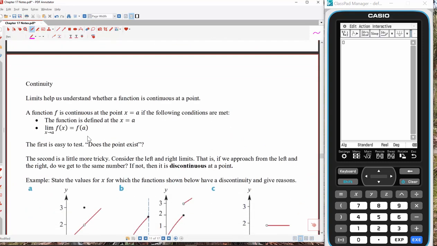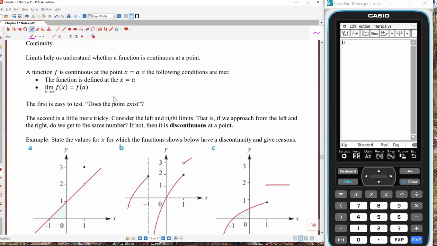Right, so on to the limit existing. So we're going to focus now on continuity. Limits help us understand whether the function is continuous at a point. A function f is continuous at a point x equals a if the following conditions are met. The function is defined, so there has to be a value at the point. Otherwise, if there's no value there, then the function is not there, which means it's not continuous at that point.